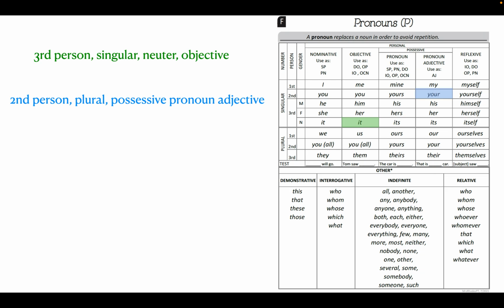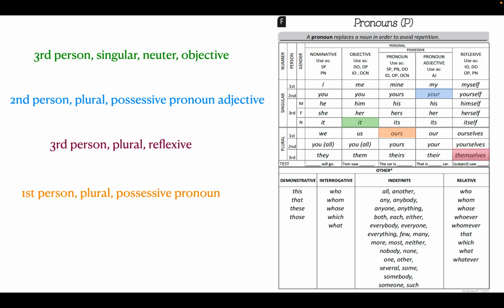Good, it's your. Third person, plural, reflexive, themselves. First person, plural, possessive pronoun. Ours. Good. And last one. Third person, singular, masculine, nominative. Good. He.